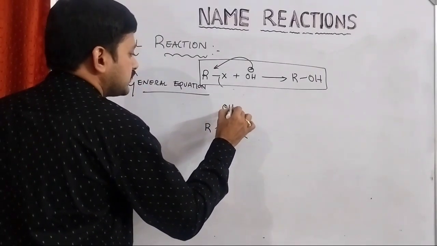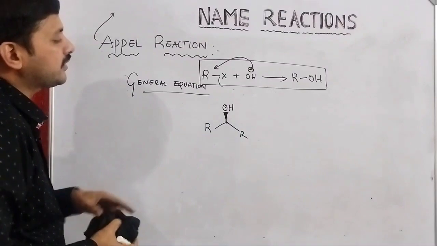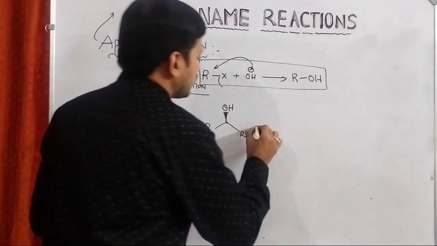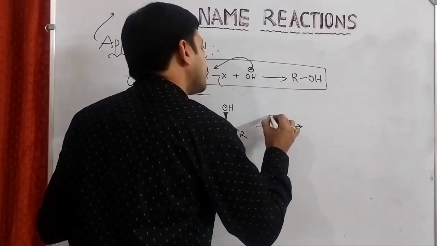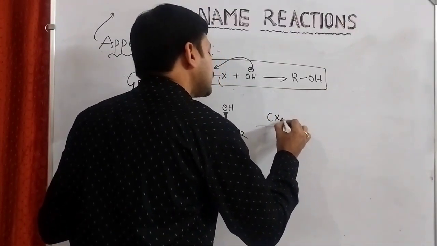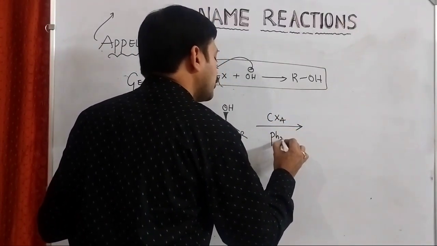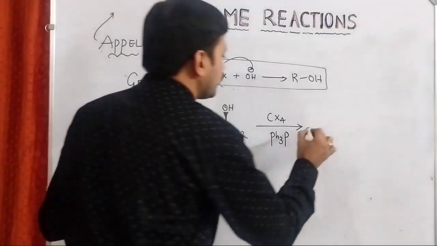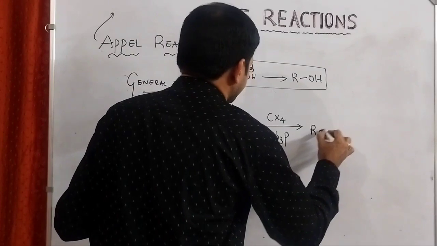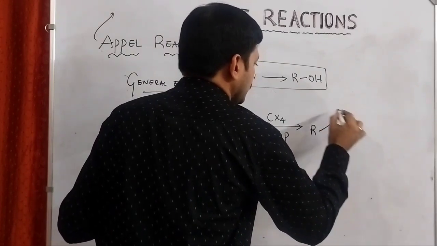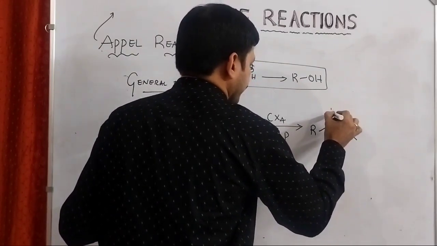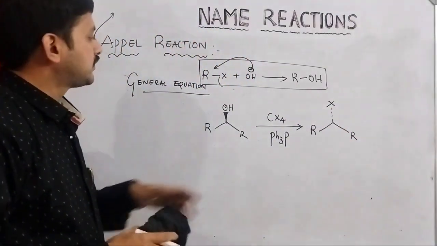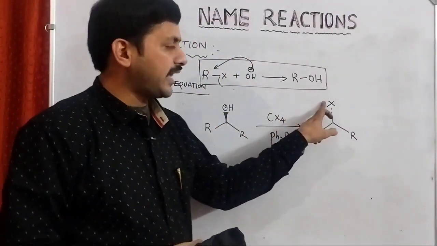The reactant is alcohol. Assume that the OH group is in the front side. We are treating this with what? CX4 in presence of triphenylphosphine. It can produce alkyl halide. The OH is replaced with X.